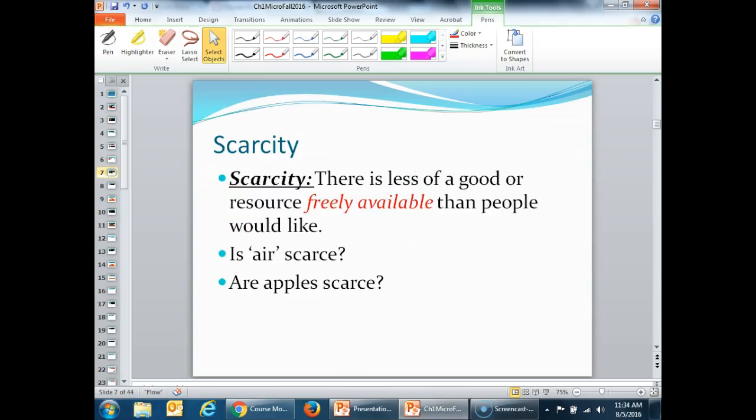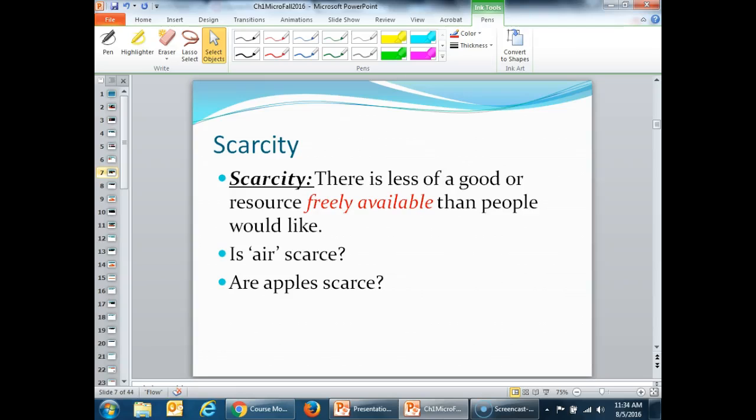So how about air? Is air scarce? Is there less of it freely available than you would like? No. Clean air in Jacksonville is wonderful. Clean air is not scarce in Jacksonville. How about apples? Are apples scarce? Well, you go to Publix, it doesn't look like apples are scarce. It looks like there are 12 different kinds of apples and there are thousands of them. How can those be scarce?